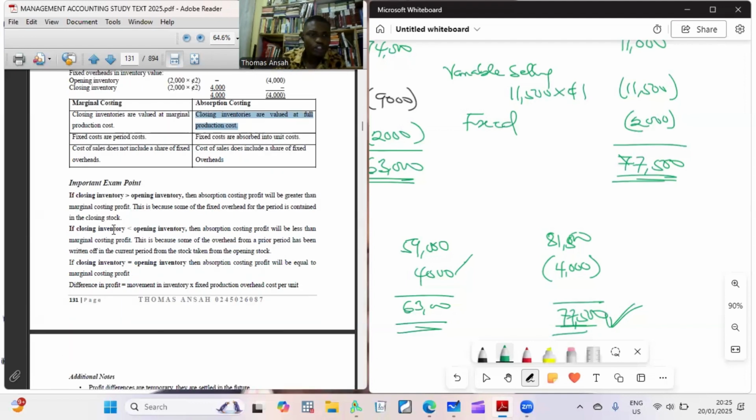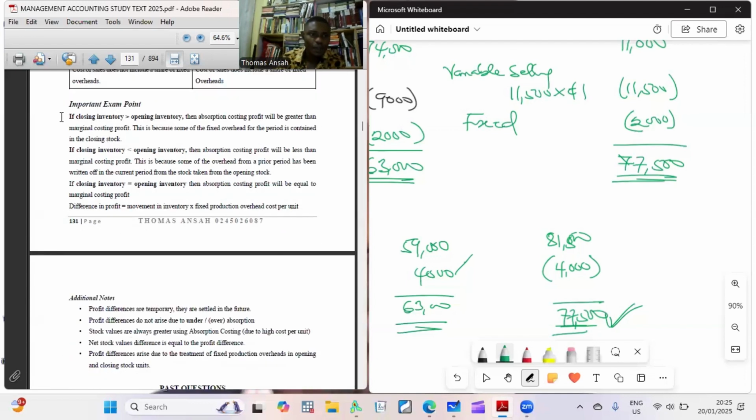So what you need to take home is that if closing stock is greater than the opening stock, then the absorption costing profit will be greater than the marginal, like you see over here. So you reconcile like that, the way we did it.